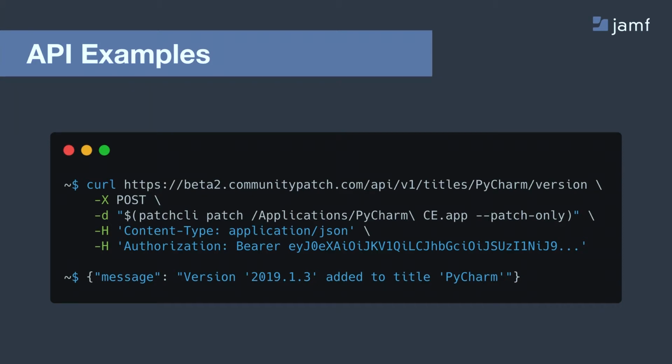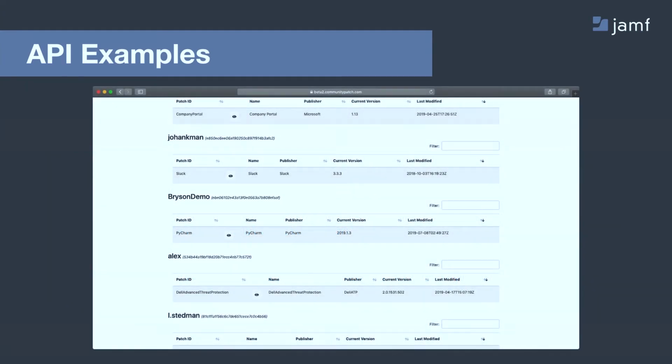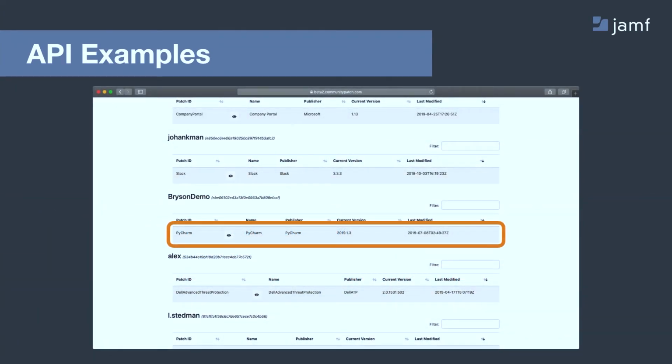But, like I said before, Community Patch is really a service where the API takes care of a lot of the work for you. So from this point forward, every time I have a new version of PyCharm, I just need to do this in order to update that definition. And then within 5 minutes of that, Jamf Pro will ingest that new version of the definition, and I will have it on display inside my patch report. And there we go, 2019.1.3. PyCharm I can see on the web UI that after I ran that command, it updated.